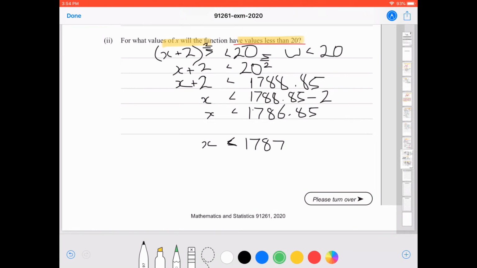Okay, here, correct solution for x as a whole number gets you the merit. Correct solution to find x equals 1786.85 is your achieved. So I want to say this step here is your achieved. Okay.